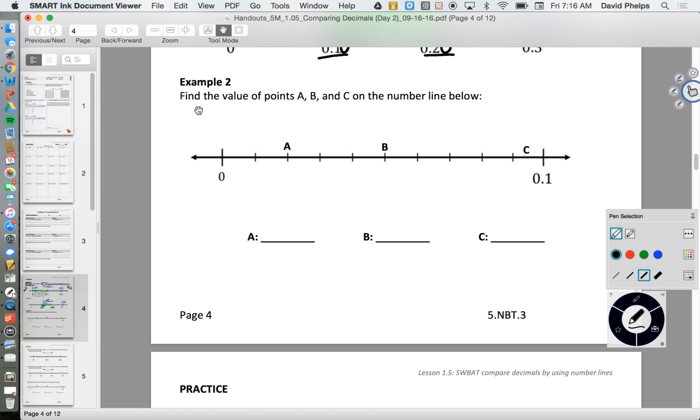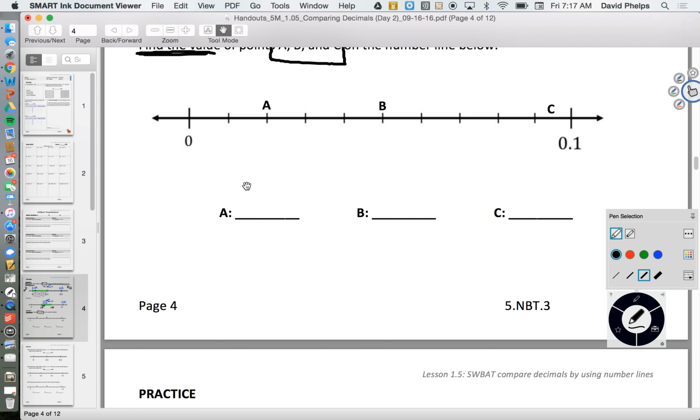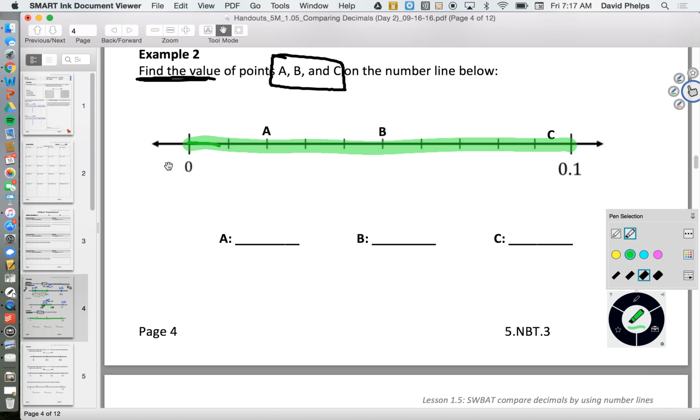Look at example 2. Find the value of points A, B, and C. Those are keywords, box them, on the number line below. I'm going to underline find the value right there. So let's look at our number line. Well, we know it's between 0 on the left, that's our lowest number, all the way to 1/10 on the right. So this entire line represents 1/10, from 0 to 1/10. And we know if there are these 10 equal spaces between them, each space is worth 1/100th.